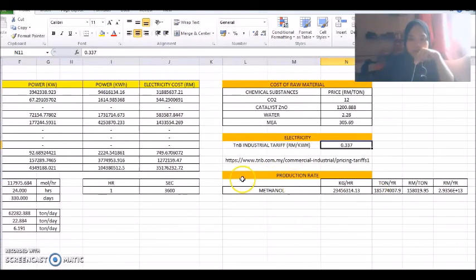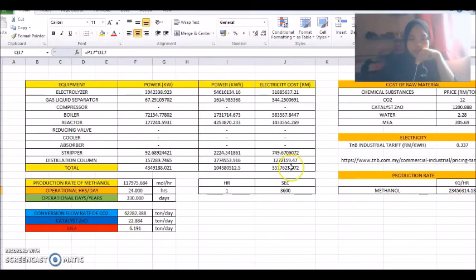And here is the production rate for the methanol. The flow rate is this, and we convert it to ton per year. And we get the price of methanol per ton around 158,000, and this is in RM per year. So this is the total electricity cost that we calculate. We get around 35,176,232.72 ringgit Malaysia.